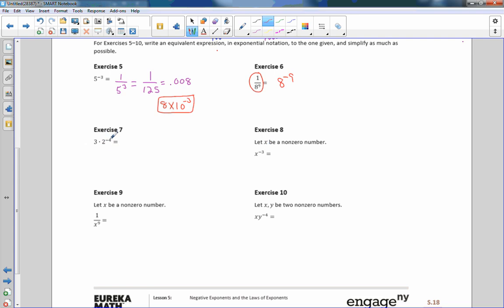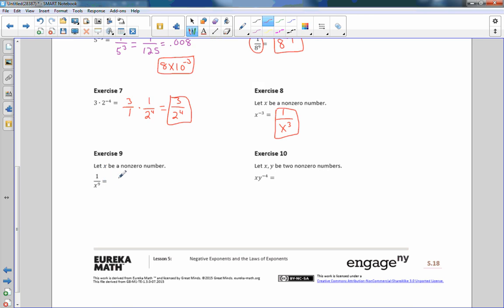Exercise 7 says 3 times 2 to the negative 4. Think of that as 3 over 1 times, and then the negative 4 is only going to the 2. So this is going to be 2 to the positive 4 now. 3 times 1 is 3 over 2 to the 4, which is 3/16, but I'll just leave it in exponential notation. Okay? So this is the answer here. In exercise 8, it says let x be a non-zero number. x to the negative 3 is going to be equal to 1 over x to the positive 3, and we are done.